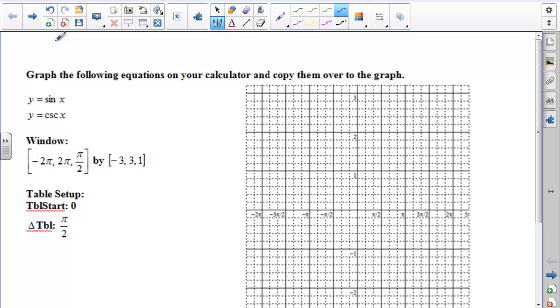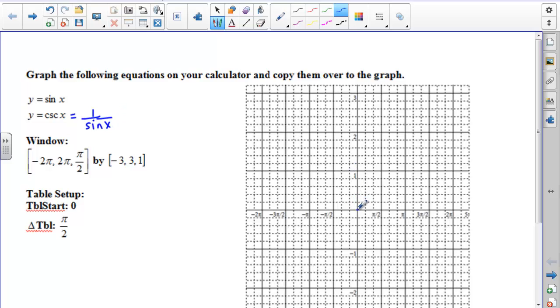So the first thing we want to do is look at the sine of x and the cosecant of x. Now you have to remember that the cosecant of x is equal to 1 over the sine of x. And so that's going to be very important when we get to the actual graph. But first, let's start by graphing the sine function.